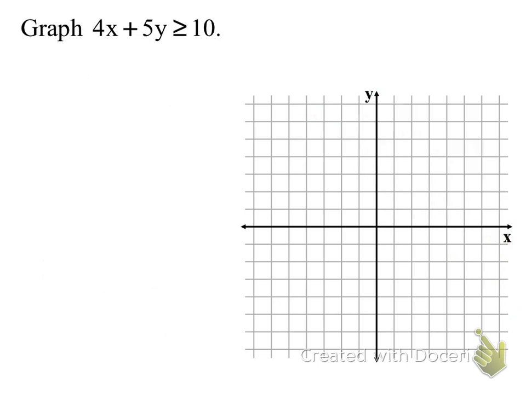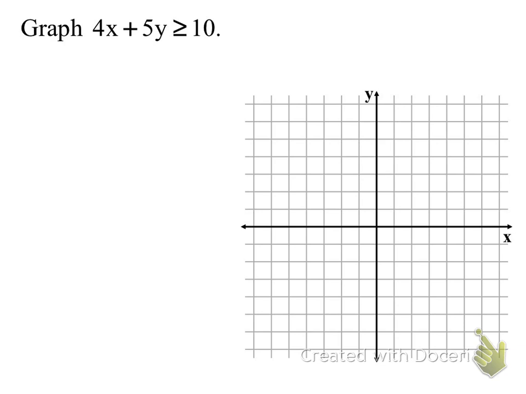Do you guys remember what to do when your Y is not alone? Do you want to try this one on your own? Go. Pause the recording. Try getting Y on its own, and then find your M, your B, your dashed or solid, up or down, and graph. All right, let's take a look.